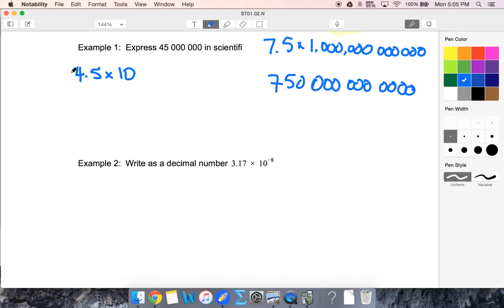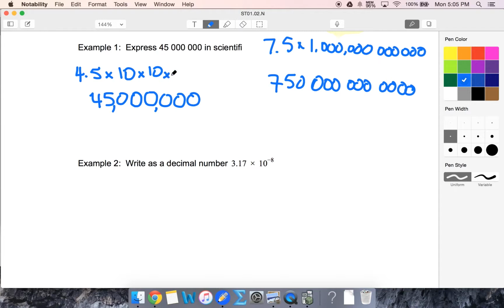So if we just started with 4.5 times 10, that would give us 45. If we multiplied it by another 10, we'd get 450. Another 10 would be 4,500. And I want to keep multiplying by 10, so I'm counting my number of 10s. So here's 1 10, 2, 3, 4, 5, 6, 7 until I get the same match. So let's look at this. So they match. That's great. And so I had to multiply by 7 10s.